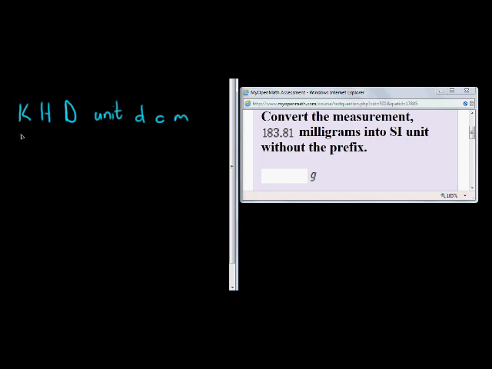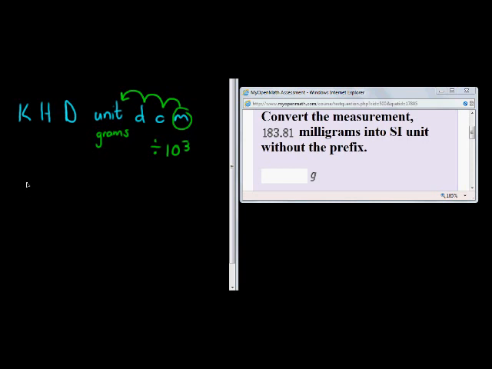in lowercase letters, and that's simply because these are the big units, kilo, hecta, deca, and then the small units, deci, centi, and milli. Okay, so we want to go from milligrams, so milli, into our unit, which this time is grams. So we're going to move it 1, 2, 3 spaces to the right, or another way of looking at it is dividing by 10 to the power of 3. Dividing by 10 three times.